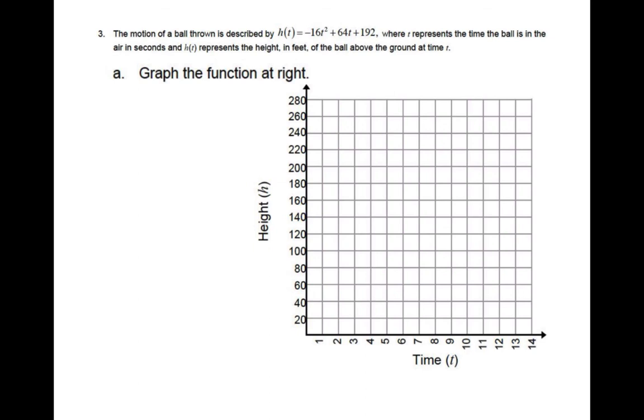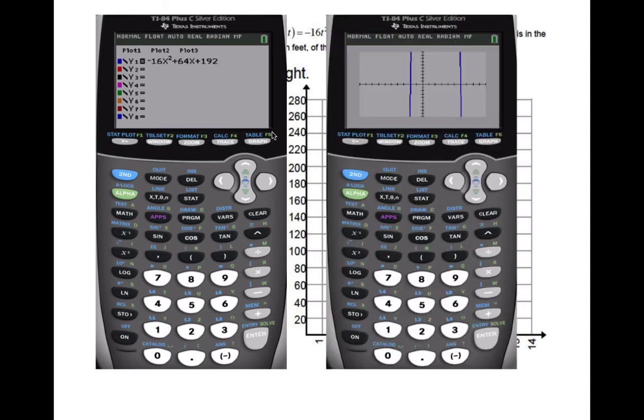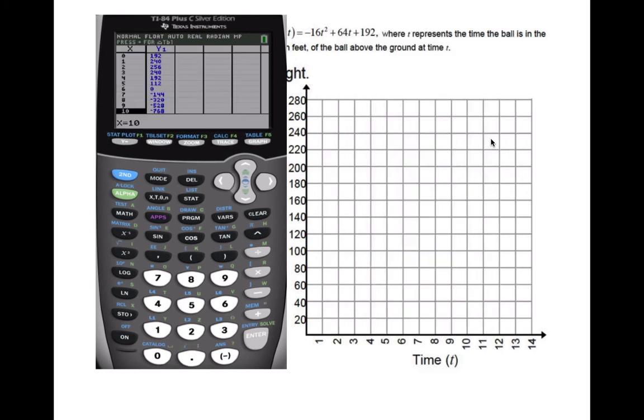To do this, I'm going to use the TI calculator again. So I'm going to go into my y equals. I'm going to type the equation in. I can't use the letter t though. My calculator wants me to use the letter x, so that's why it says x. If I was to hit graph, this is what I'm going to see. It goes way off the graph, so that's not really helpful. So instead I'm going to go second table so I can see my table.